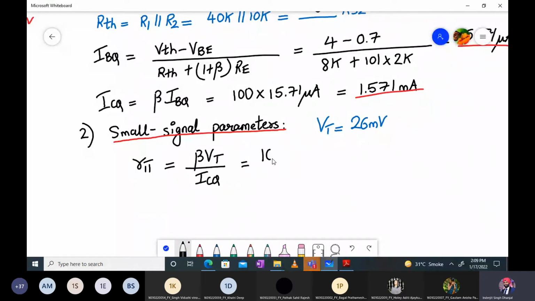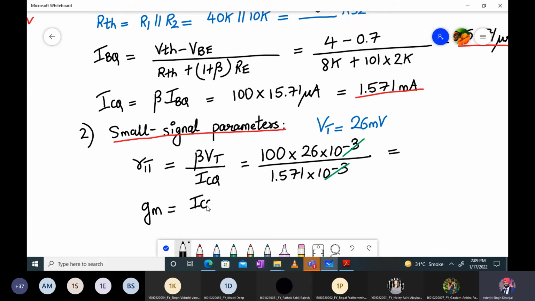So beta is 100 into 26 milli, that is 26 into 10 raised to minus 3, upon ICQ, which is 1.571 into 10 raised to minus 3. The 10 raised to minus 3 gets cancelled. Can anyone tell me the value of R pi? I'll write the gm formula till then. So gm is ICQ upon Vt. Quickly tell, it is just a division: 1.571 into 10 raised to minus 3 divided by 26 millivolt.